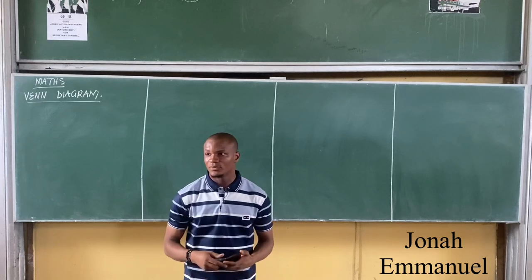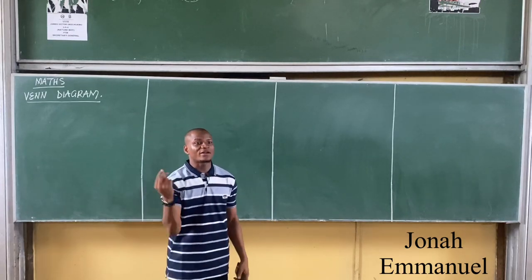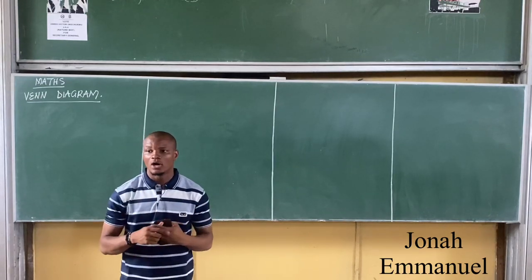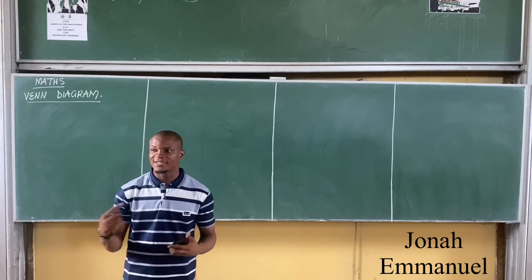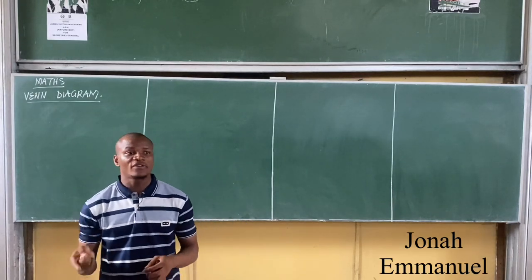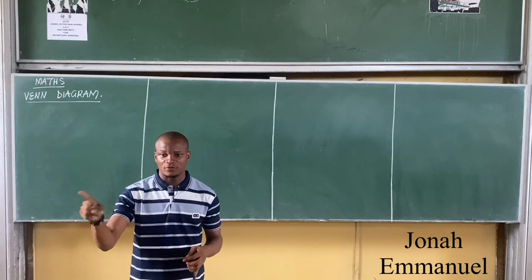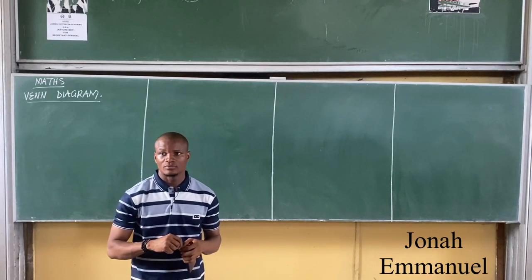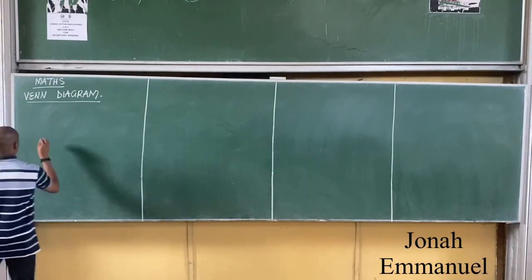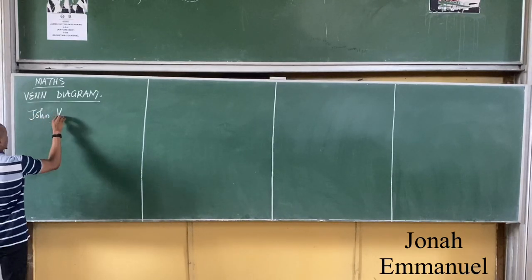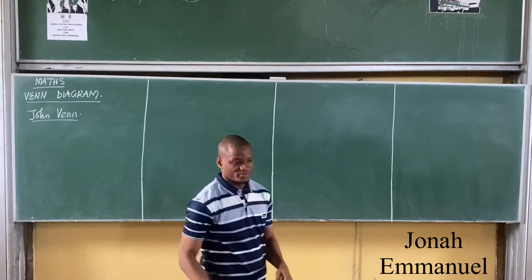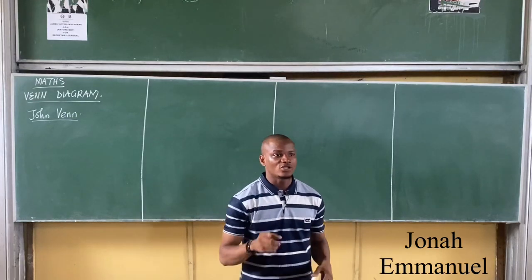Venn diagram. Let's take down: a Venn diagram is a diagrammatic way of solving problems involving sets. It was discovered by a British logician called John Venn.